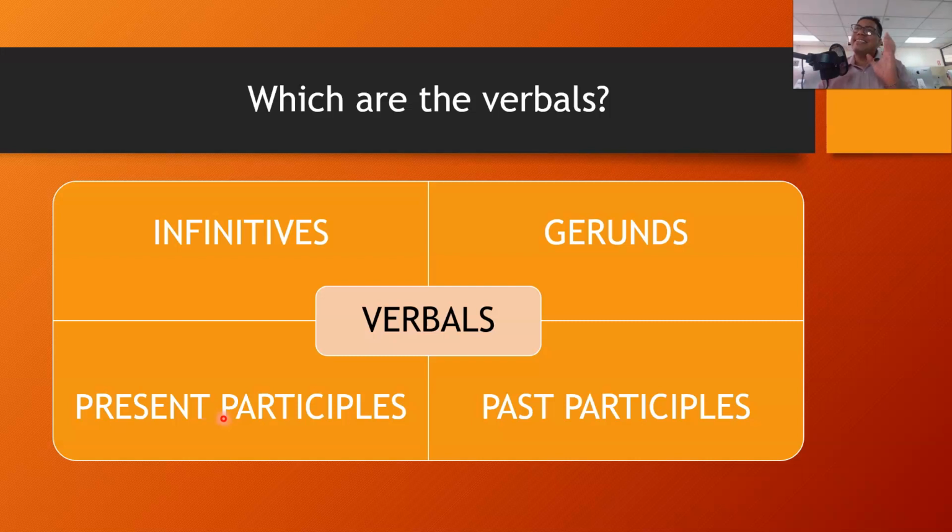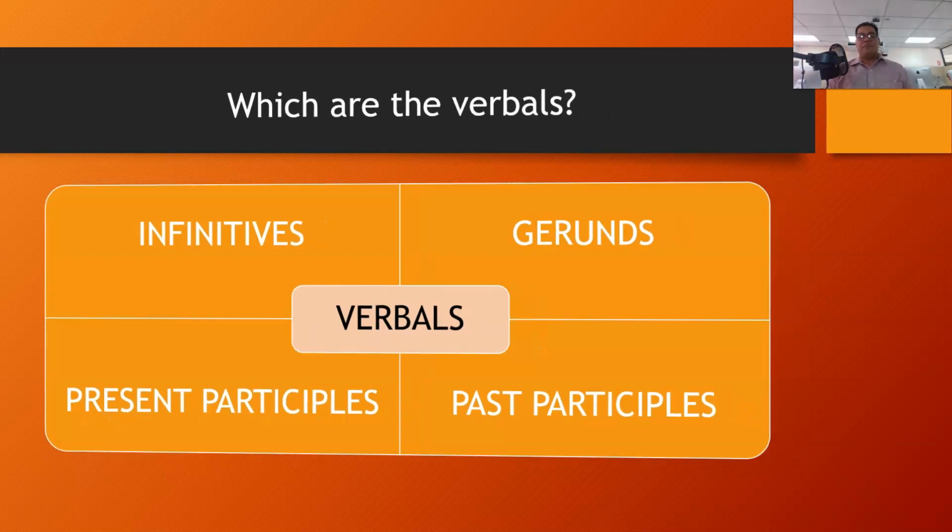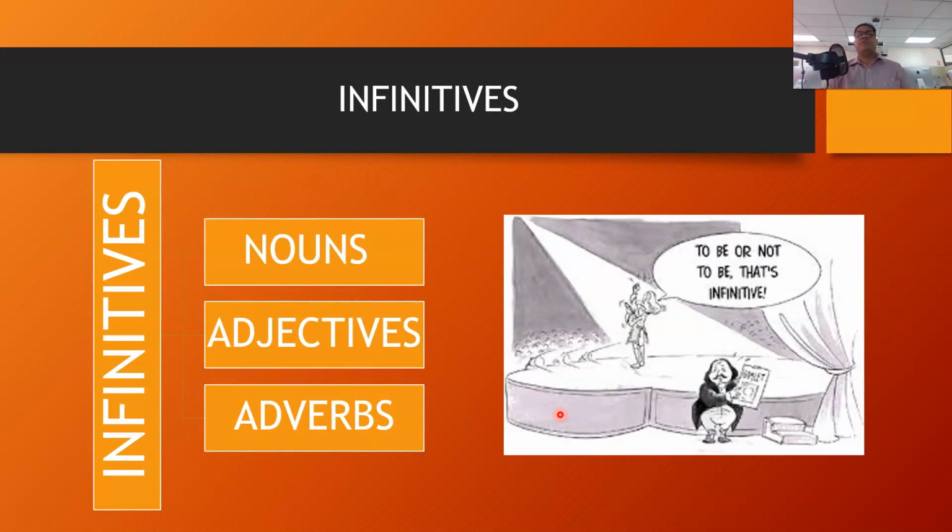Yes, that is exactly what I just said. We have gerunds and present participles both ending in ing, but they are not the same thing, okay? Because they perform different roles. But hold your horses, in due time I am going to be explaining the differences between gerunds and present participles. And then we have past participles. Now, those are the four different kinds of verbals. Those are the ones that we are going to be discussing in this lesson. So, let's start talking about infinitives.